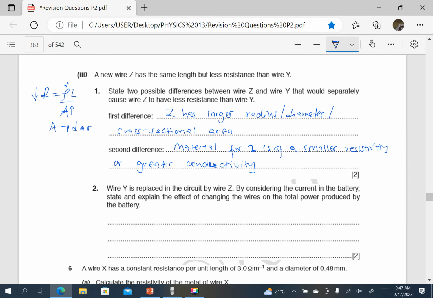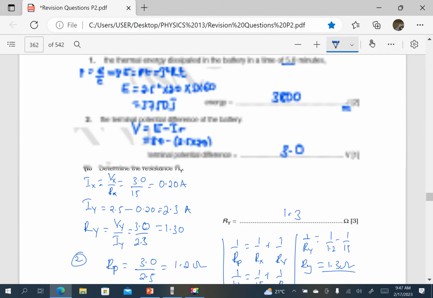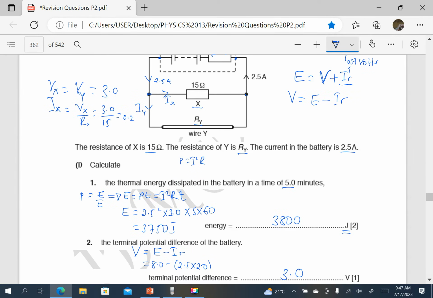Part 2. Wire Y is replaced in the circuit by wire Z. By considering the current in the battery, state and explain the effect of changing the wires on the total power produced by the battery. First of all, you must note that power is equal to E times I. What is the effect of changing wire Y with wire Z, which has a smaller resistance? It means total resistance is actually decreasing, which means the current in the battery is going to increase.